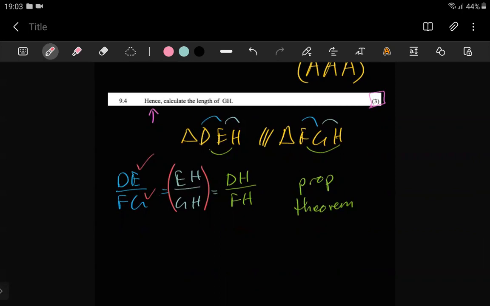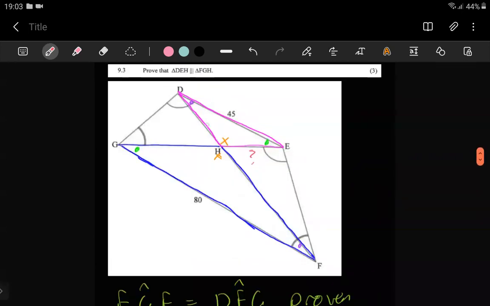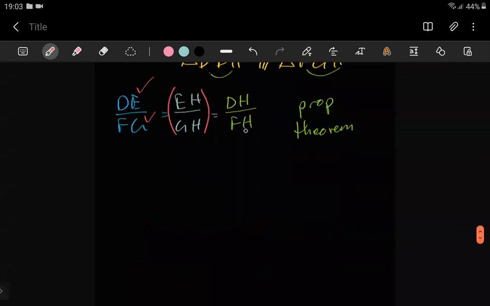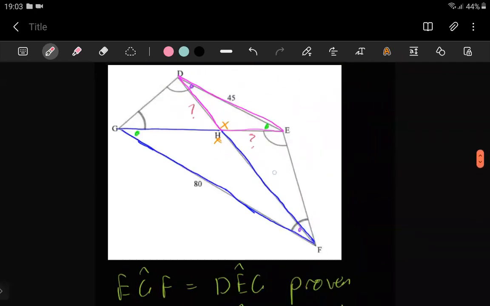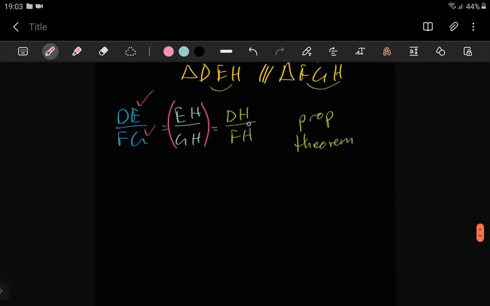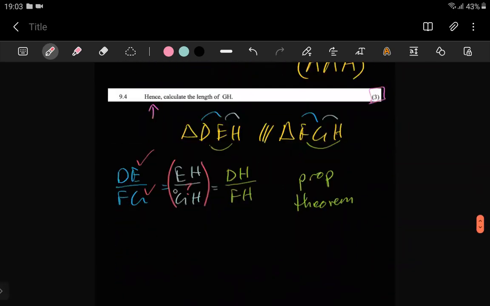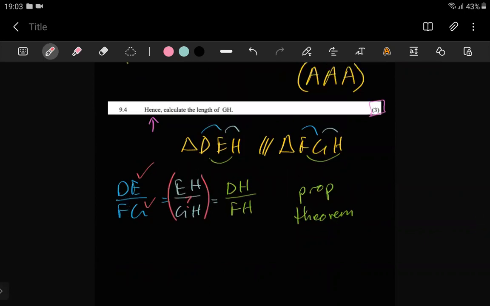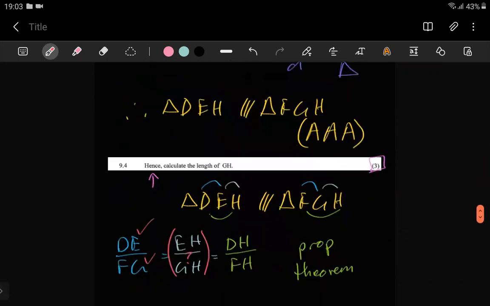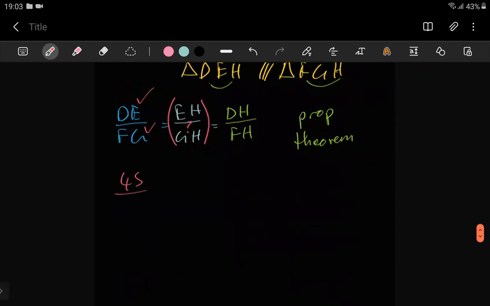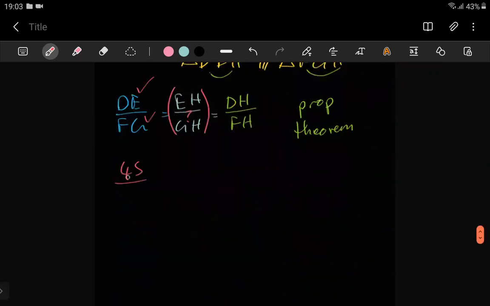But then let's look here. DH, do we have DH? Nope, so we might as well forget about it. FH? Nope. So you can see it makes no sense for us to take this and this, whereas we can take these two and start somewhere. Even though we're looking for GH and we don't have EH, it's better for us to take these two because here we have everything. So DE is the 45 over there, FG is the 80, and then here we have something missing.